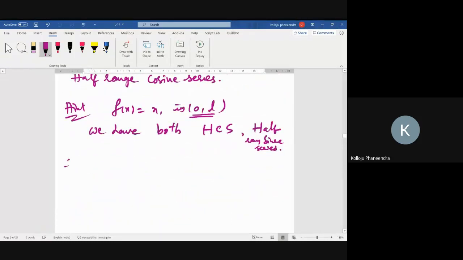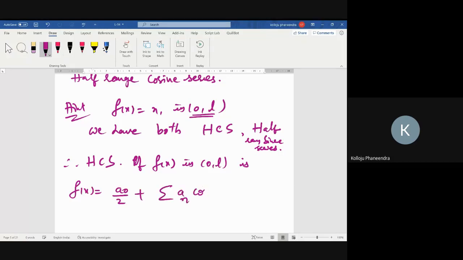Therefore, what does the series become? The half-range cosine series of f of x in 0 to L is f of x equal to a naught by 2 plus summation an cos n pi x by L. There is no change in the formula. But see the coefficients, what the coefficients become. What is the a naught value?